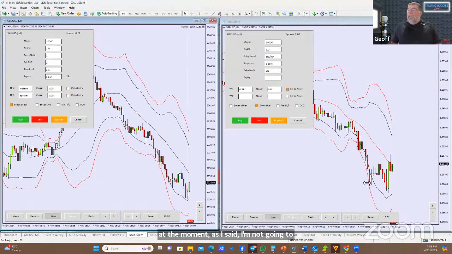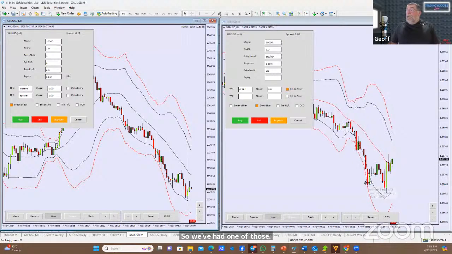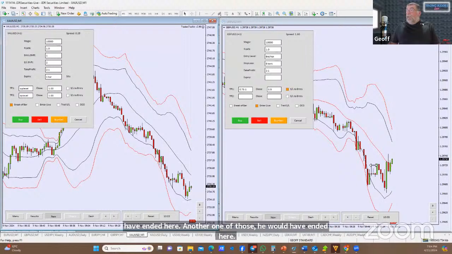It's important that you use the low as your launch point, and the low has to be on that 3 standard deviation Bollinger Band. So once that's done and dusted, as it has been here, that's no longer a consideration. You wipe that one and wait for the next one. We've had one of those, which wouldn't have ended here. Had another one of those, you would have ended here, but you would have been stopped out on that.